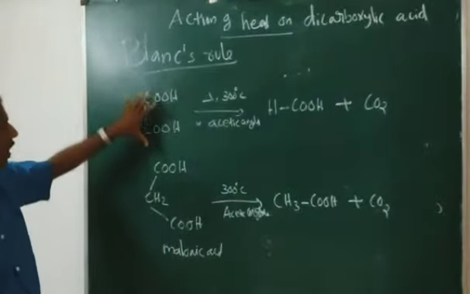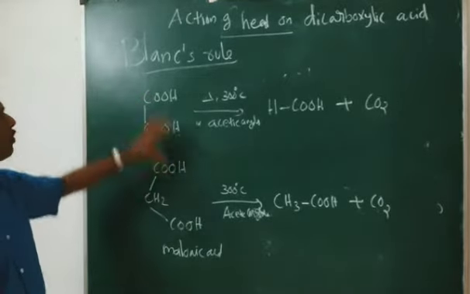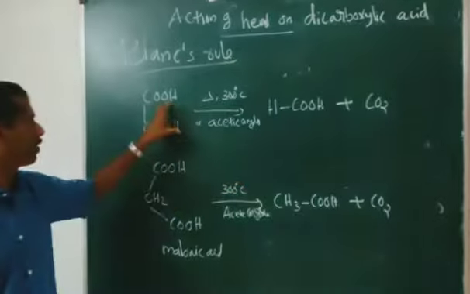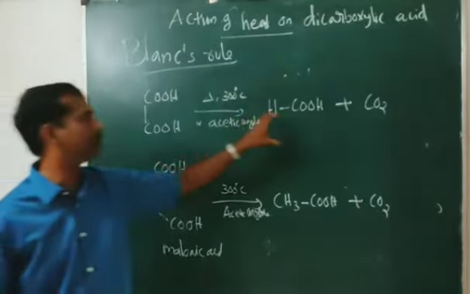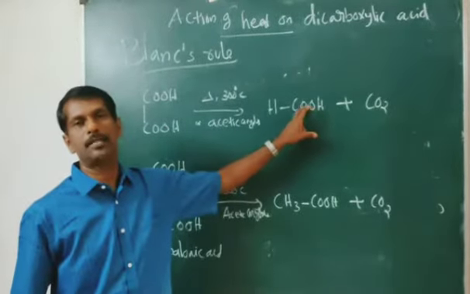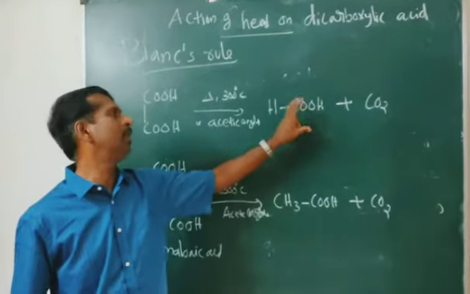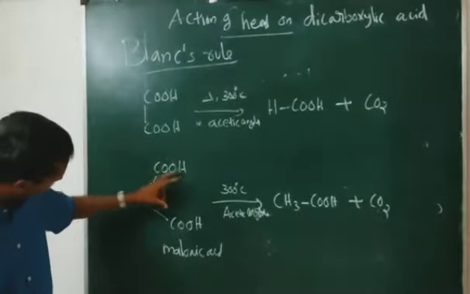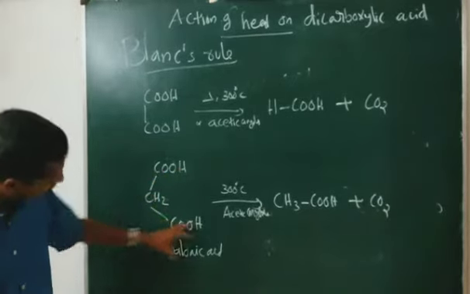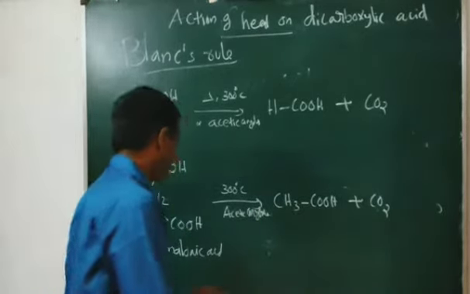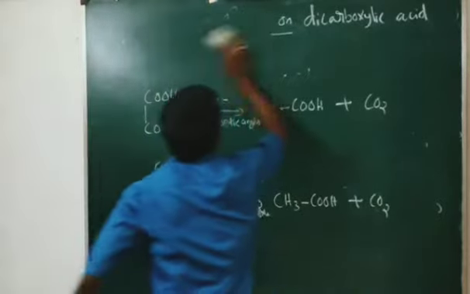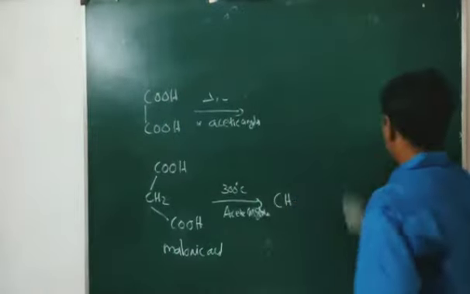So here a dicarboxylic acid is converting to a monocarboxylic acid. You can see that there are two COOH groups and it changes to a monocarboxylic acid, that means a carboxylic acid containing one COOH group. Here also the CO2 group is eliminated, then H and CH2 give CH3COOH, which is acetic acid, a monocarboxylic acid. So this is the first case. Now second case.